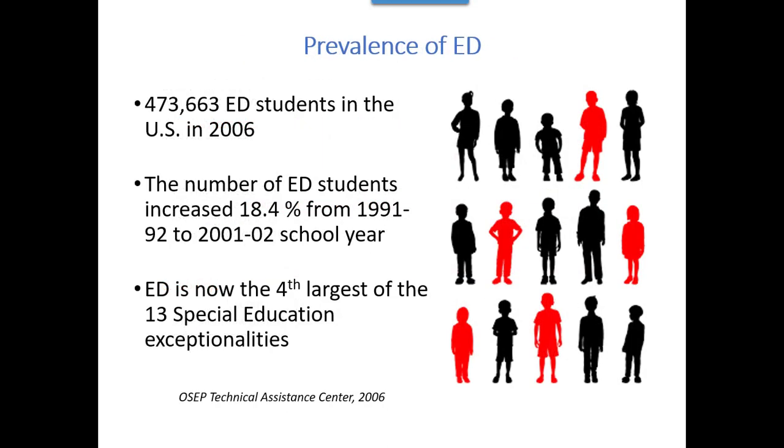So how many kids have it? Well, a lot. Close to 500,000 kids. And it's increased considerably. Now, I would say it's probably even higher than this rate now from the 2001-2002 number, because I know that we're seeing higher levels of anxiety in kids now more than we ever have. And it is the 4th largest of the 13 special education exceptionalities. The first largest, learning disability.